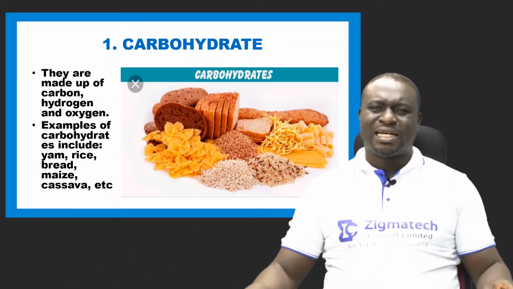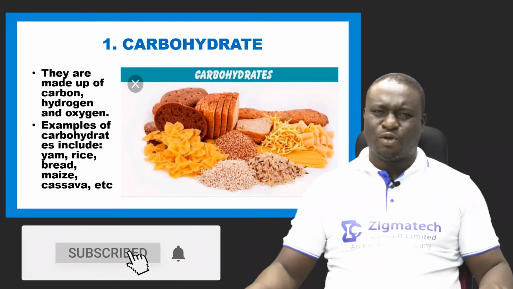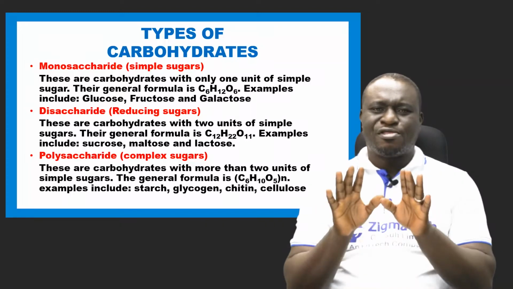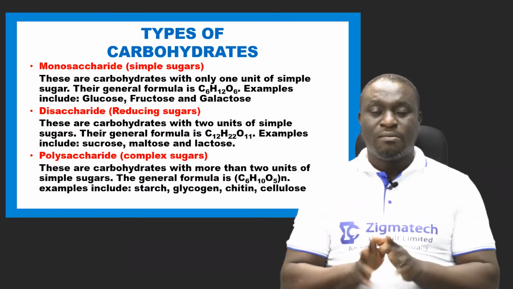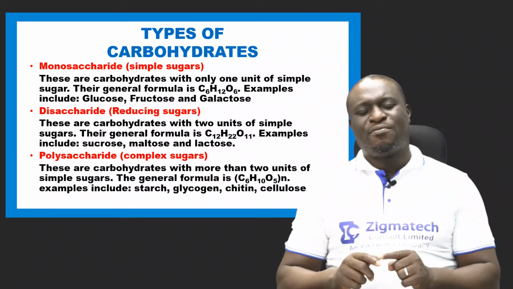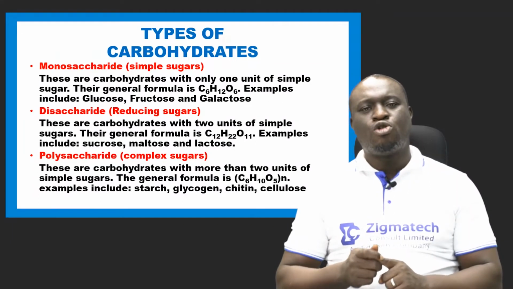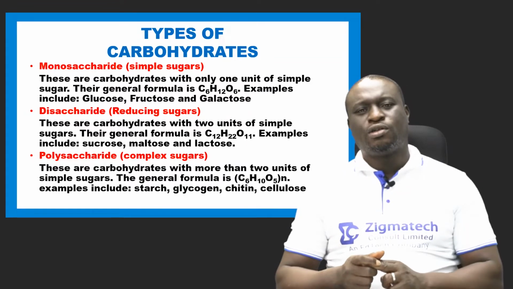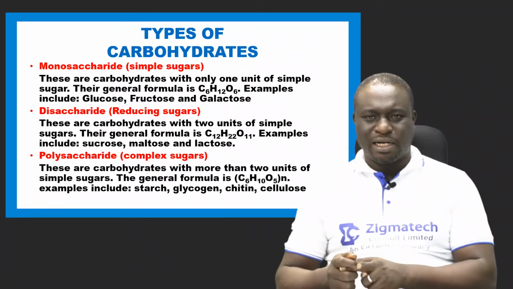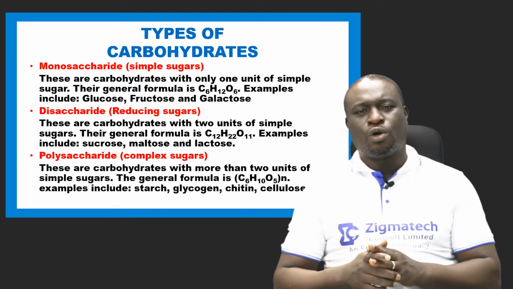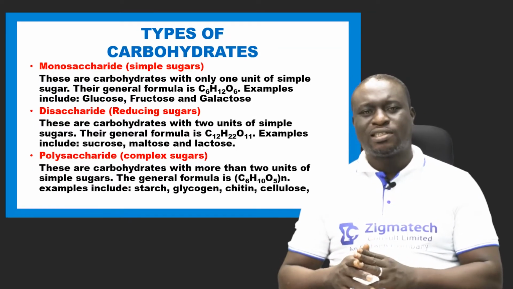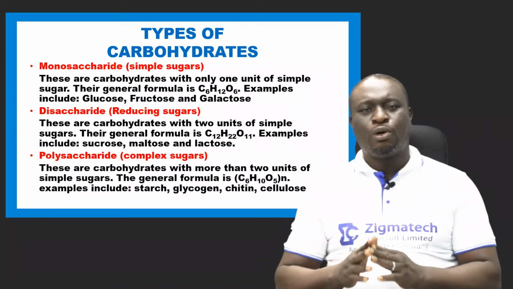Now, having gotten that, let's look at the types of carbohydrates. We have basically 3 types of carbohydrates. The first one is called monosaccharides. The second is called disaccharides. And the third is called polysaccharides. I repeat: monosaccharides, disaccharides, polysaccharides.